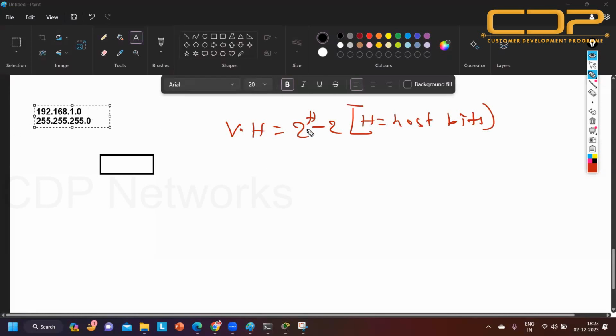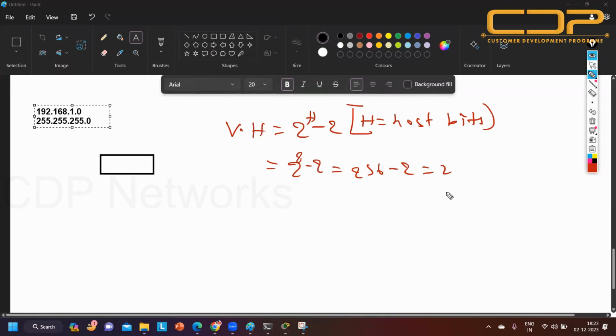So I will use this formula, 2 to the power h. What is h? h is host bits. How many host bits are there in this subnet mask? 24 or 8? Eight. Sir, 8. So 2 to the power 8 minus 2. 2 to the power 8 is 256, minus 2. You will get 254 valid IP addresses here.